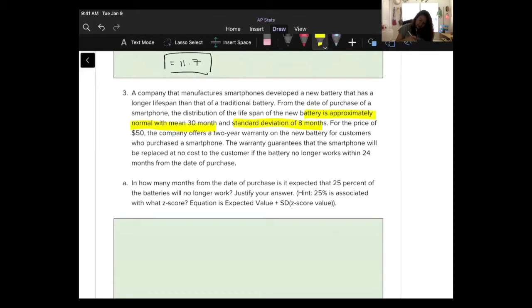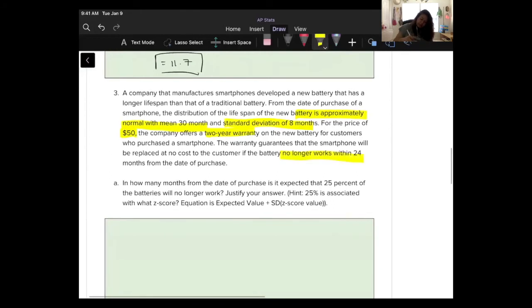For the price of $50, the company offers a 2-year warranty on a new battery for customers who purchase a smartphone. The warranty guarantees that the smartphone will be replaced at no cost if the battery no longer works within 24 months from the date of purchase. So a key thing is that within means that we're at less than or equal to 24 months, okay?